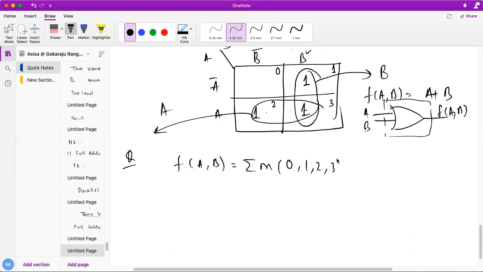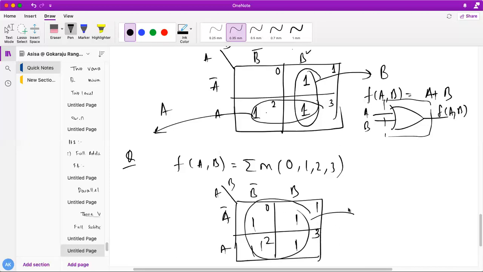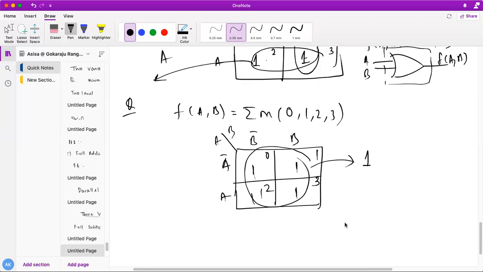So the next question will be like f of a comma b, which is summation of m 0 1 2 and 3. As we know, here all the min terms are present. So, if all the min terms are present, this is my b bar, b, a bar, a, 0 1 3 2, all the min terms are present. You have to group all 4 min terms, and what is common? Nothing but 1 is common between all 4 min terms. So in the K-map, if all are 1, the minimized function is 1. So this is the final answer, f of ab is 1.